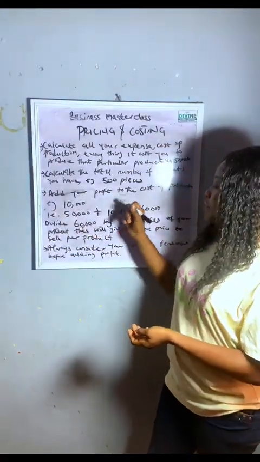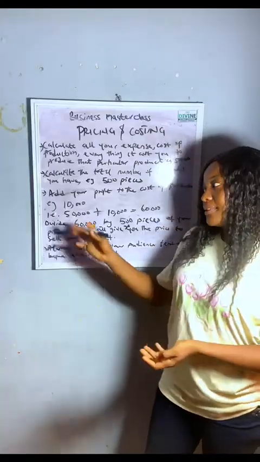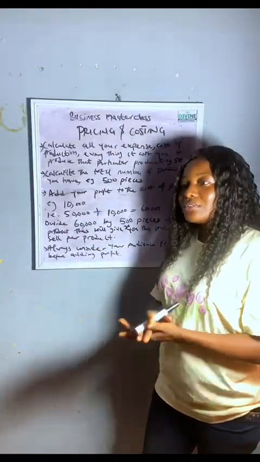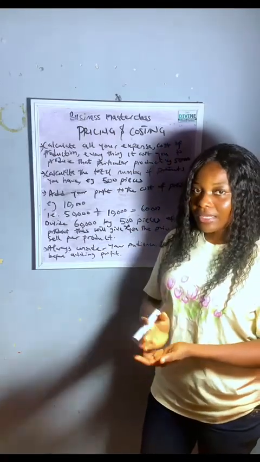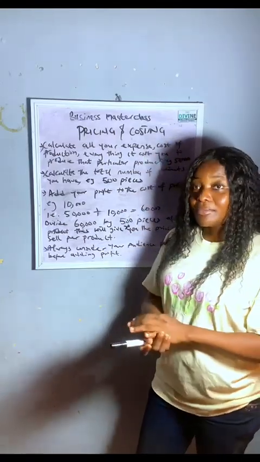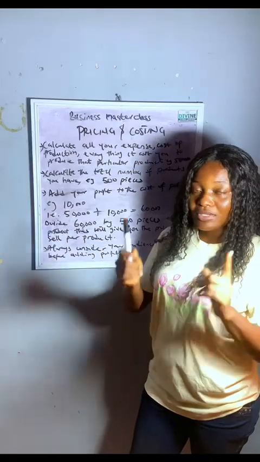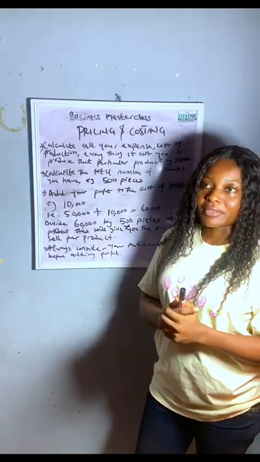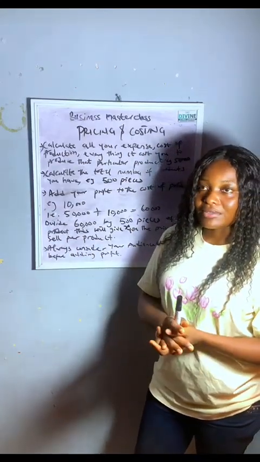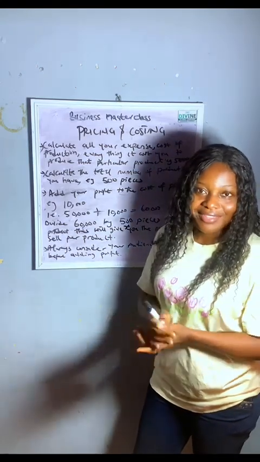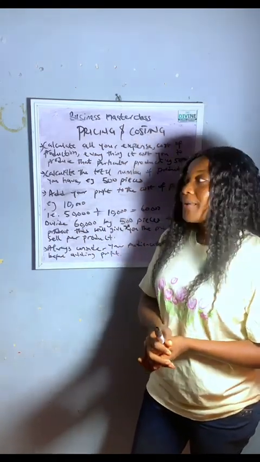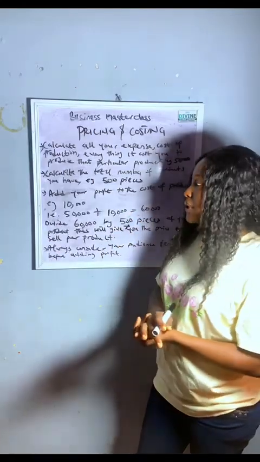Now, add your profits to the cost of production. Let's say 10,000. You can add 20,000 depending on the product, and also depending on your environment and your target audience. Let's say, for example, they're selling liquid soap at 500 in your environment, and you are starting out and you're selling at 1,000 naira. You know that it's not going to work. So you have to consider all that.